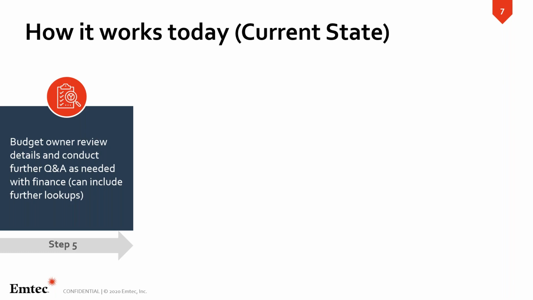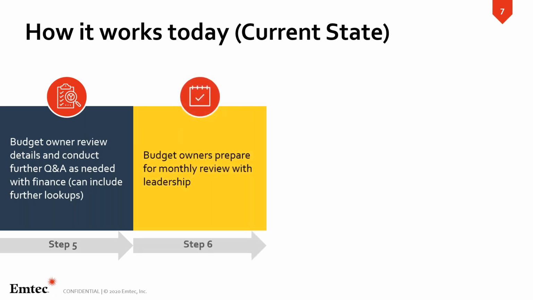And so there's some level of back and forth that could occur with the finance team. Up until this point, again, it's just about aggregating the data. It's just about compiling all the data needed. There's no real analysis being performed on it yet. Once all of this back and forth is completed, the budget owner is finally in a place where they can prepare for the monthly review with leadership.